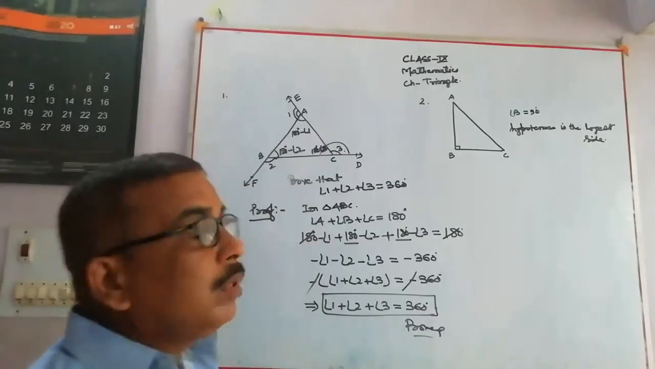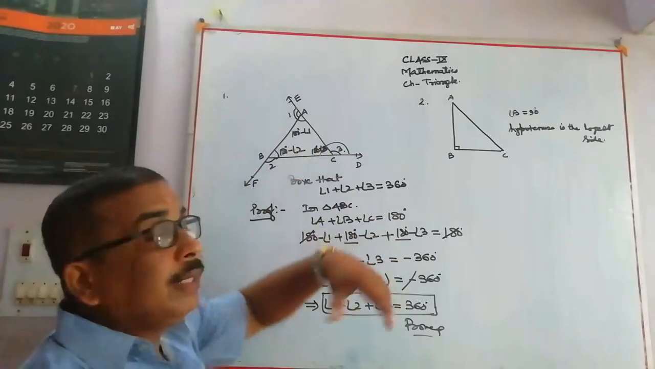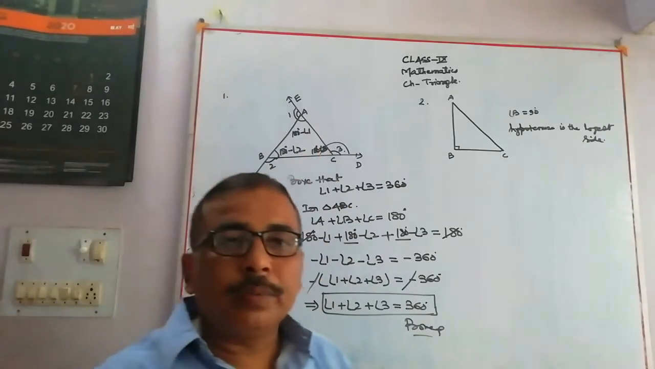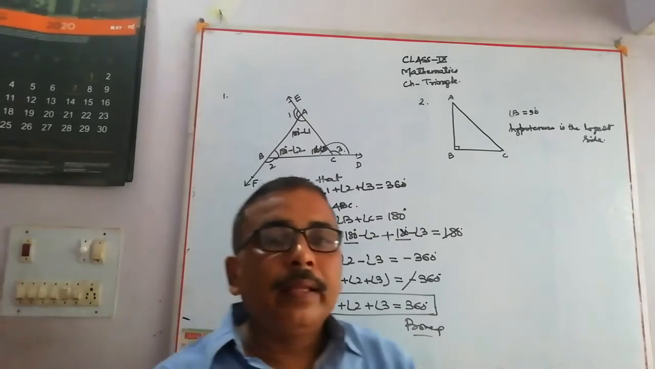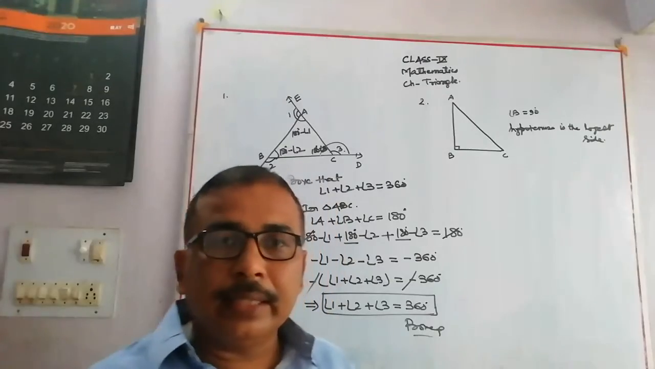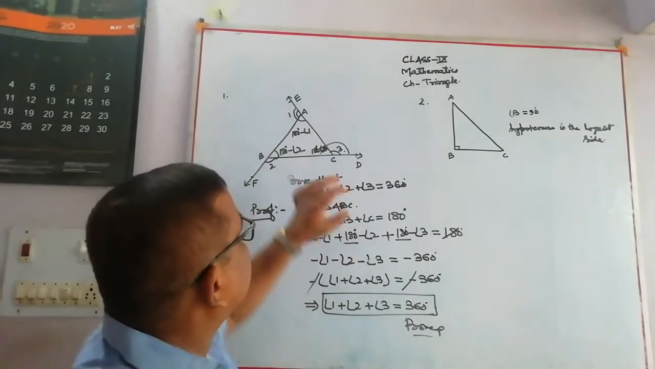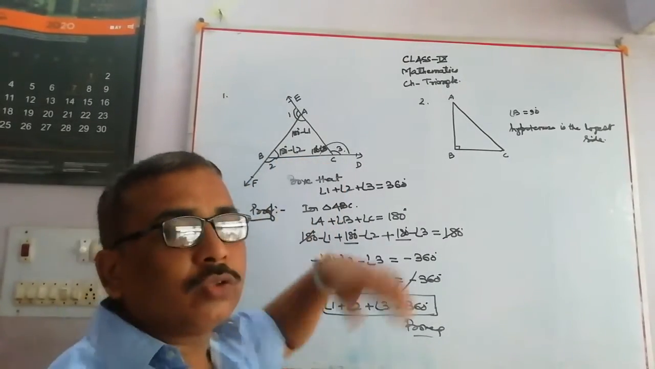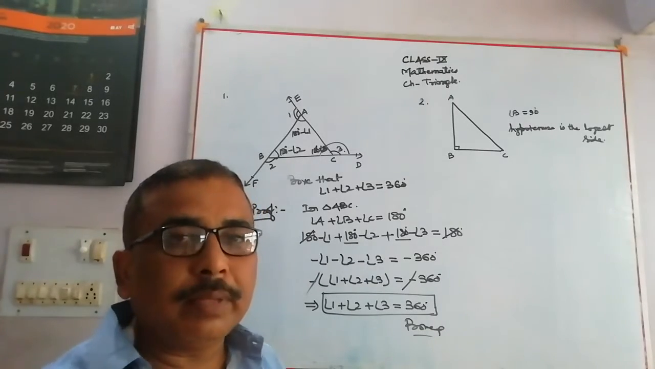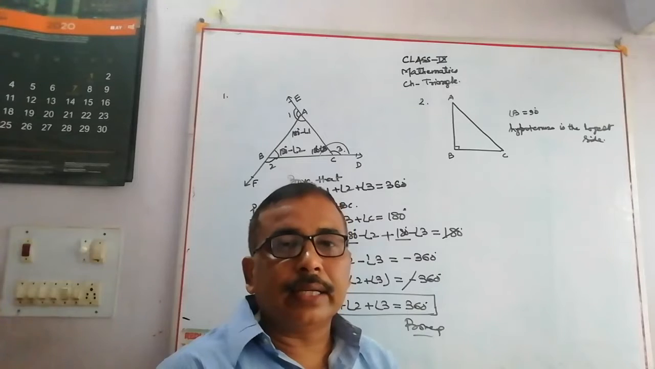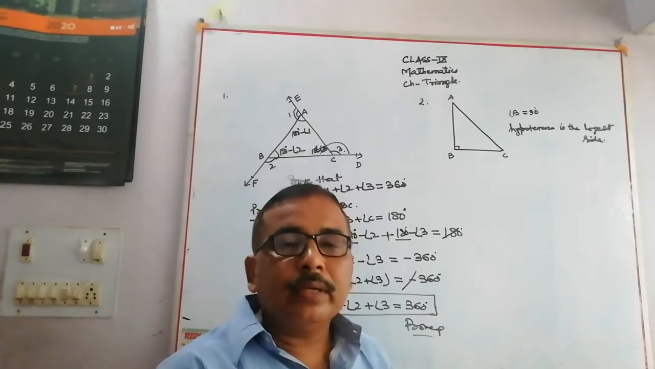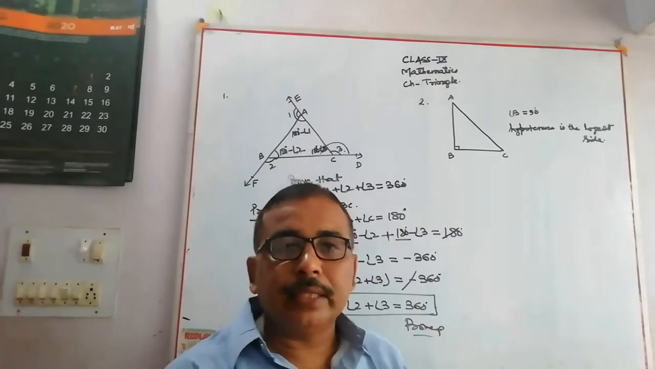Also, you know the sum of the exterior angles of any polygon is 360 degree. Suppose it is a triangle, also for the quadrilateral, pentagon, hexagon, heptagon. The sum of all exterior angles of a polygon is 360 degree, that is 4 right angles.